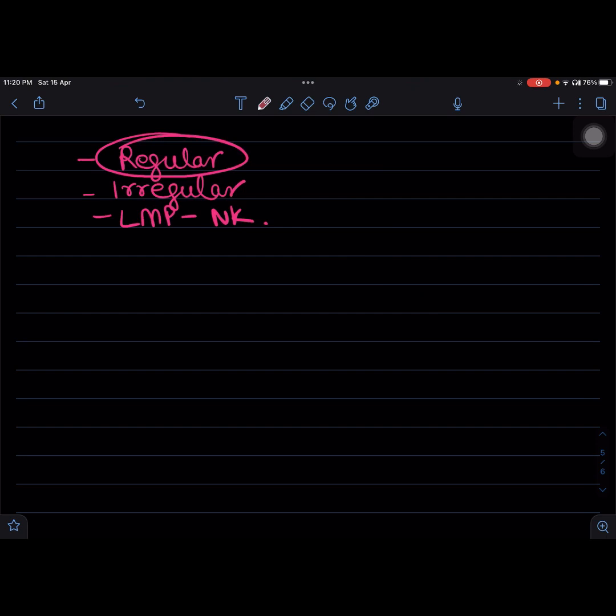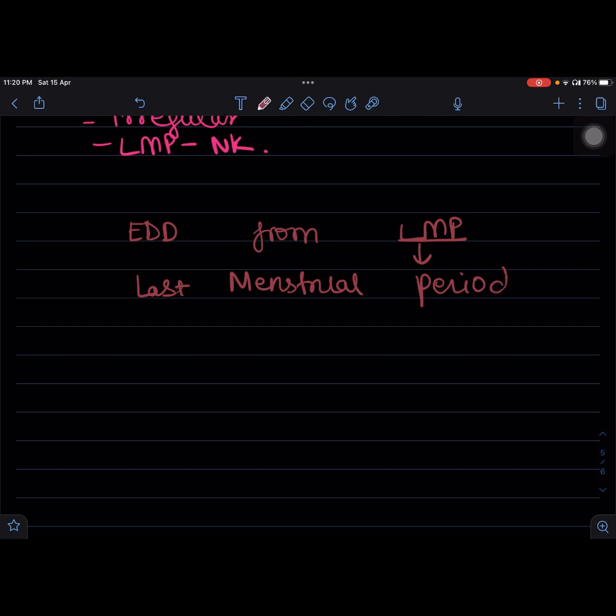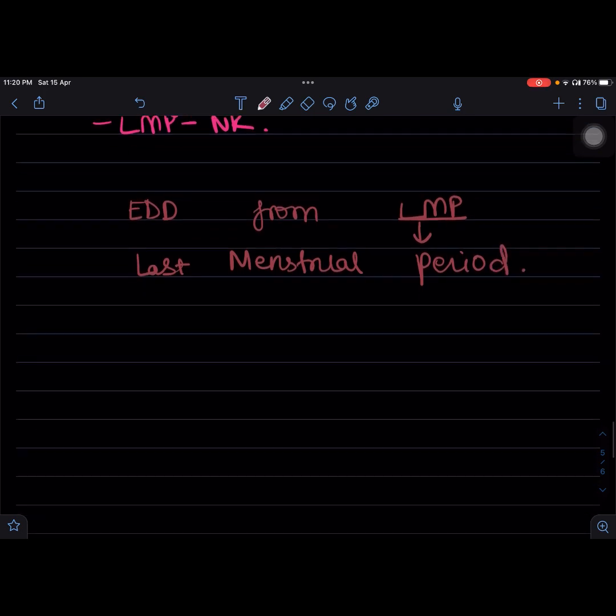So we calculate the EDD from LMP. Now, this is very important to know. What is LMP? LMP is last menstrual period. It is very important to know the last time you had your periods before you were pregnant. From there on, we can calculate the expected date of delivery. Why so? Because generally, pregnancies in humans last for 280 days. That is exactly 40 weeks.